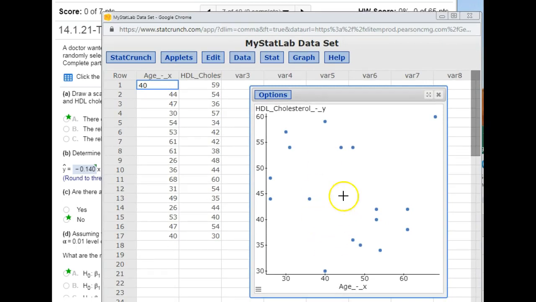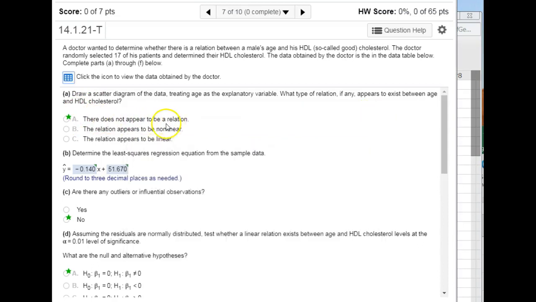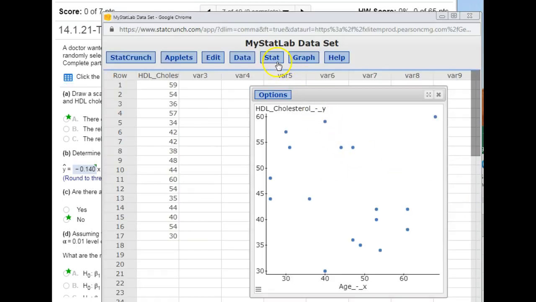You would look to see if you see one. In this particular case, it doesn't look like there's any sort of pattern, either positive or negative linear. It just kind of is a random scatter plot. So for something that looks like this, we'd say there does not appear to be a relation between these two variables. So we can still use our sample data here to see what a least squared regression equation would be for the sample data we have.